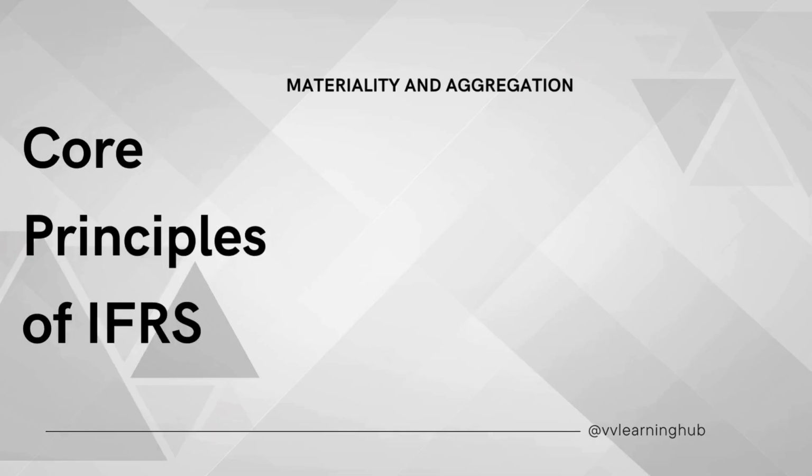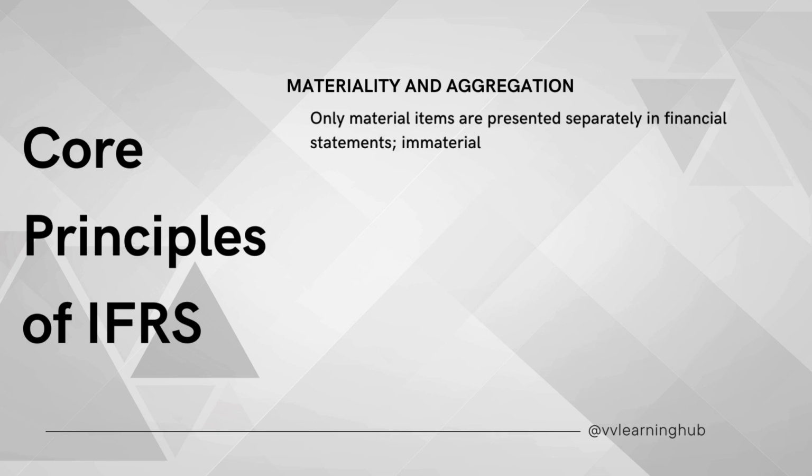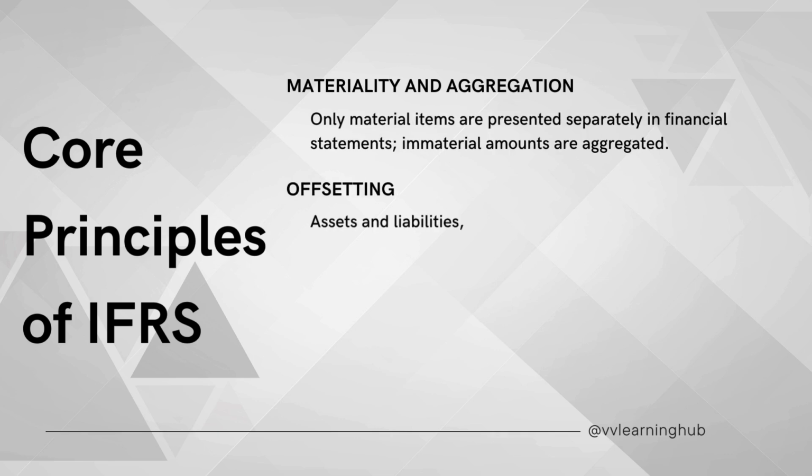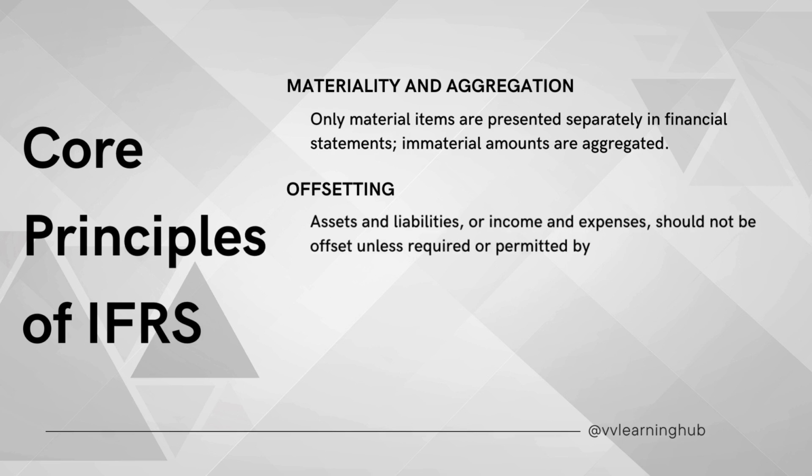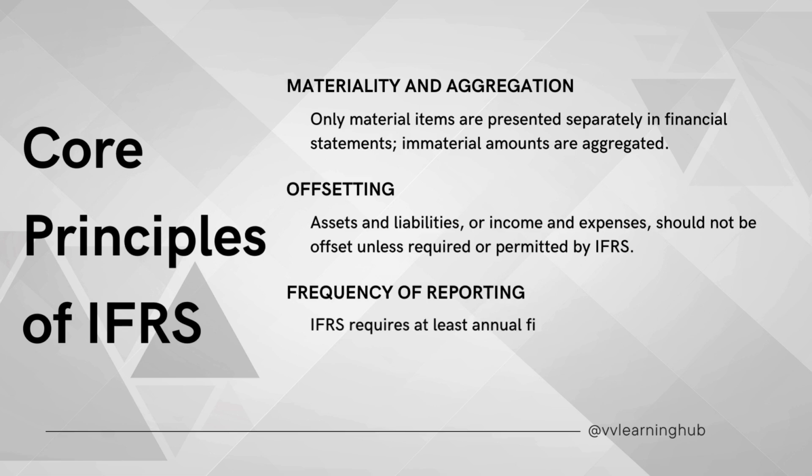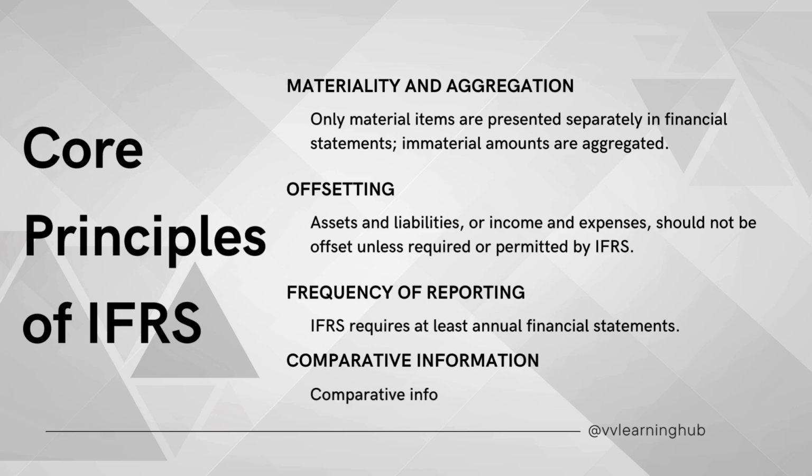Materiality and aggregation. Only material items are presented separately in financial statements. Immaterial amounts are aggregated. Offsetting. Assets and liabilities, or income and expenses, should not be offset unless required or permitted by IFRS. Frequency of reporting. IFRS requires at least annual financial statements. Comparative information. Comparative information for previous periods must be disclosed.